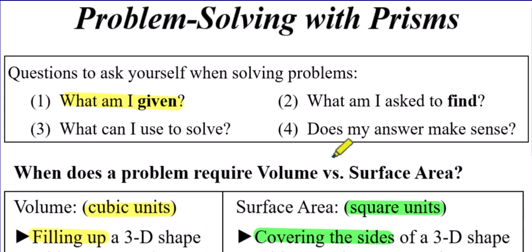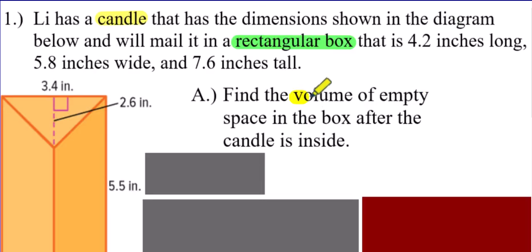Now, what am I asked to find? I am asked to find the volume, so not surface area, but the volume of empty space in the box after the candle is placed inside. Well, how do I get that? I'll give you a hint. The candle is going in the rectangular prism box. So we're going to need to get the volume of the rectangular prism, and we're going to need to get the volume of the candle, which is a triangular prism, and then we will eventually subtract. And that will give us the volume of empty space.